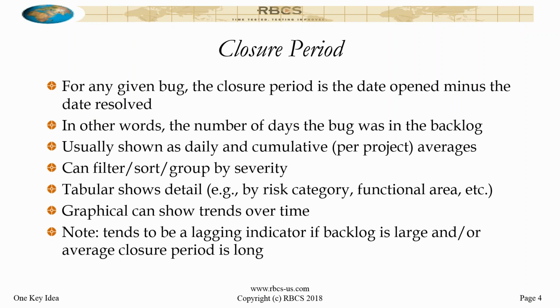Now, one thing I will point out about this is that it is a lagging indicator, meaning that the backlog, if you have a large backlog, as you start to go through that and close out those bugs in the backlog, now each of those bugs is now going to have a calculable closure period because it will have a date on which it was resolved. Prior to being resolved, there is no closure period for the bug. It's not included in the calculation. Once it's closed, now the closure period is defined because you look at the number of calendar days that it was in the backlog.